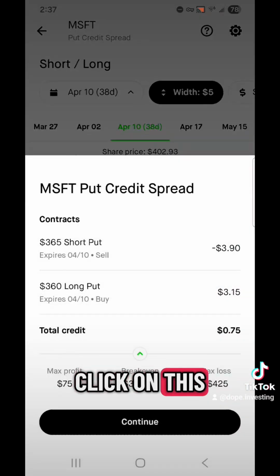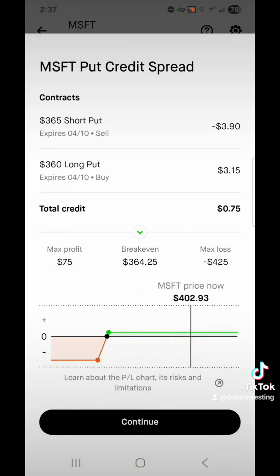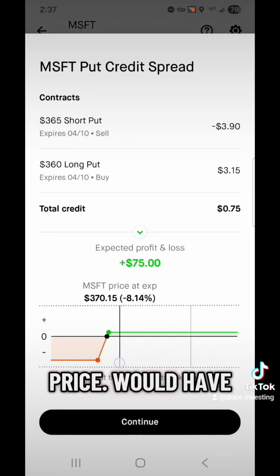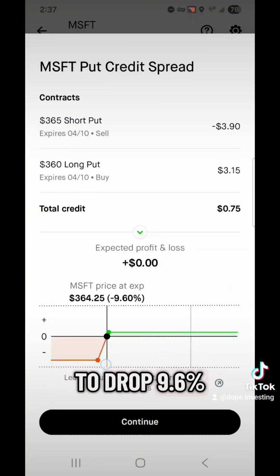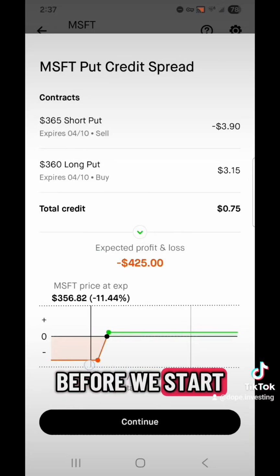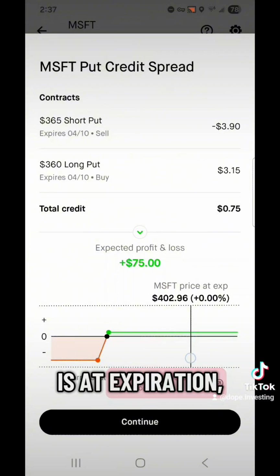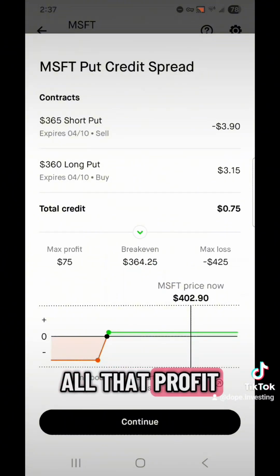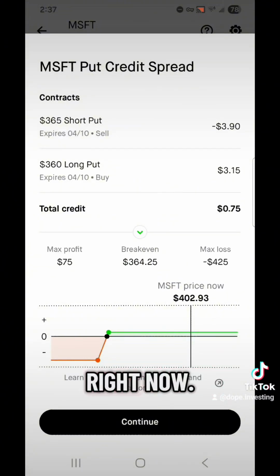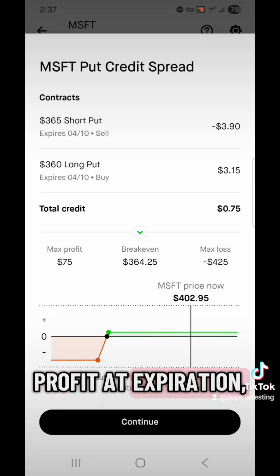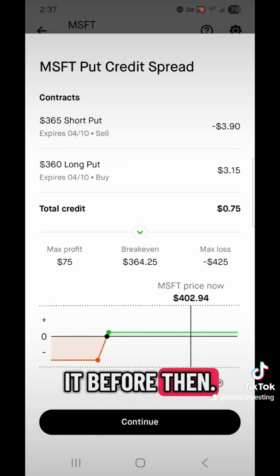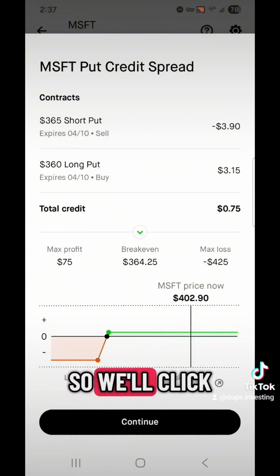And you can click on this little arrow to see the price would have to drop 9.6% before we start losing money. And this chart is at expiration, so we're not going to get all that profit right now. We're going to make that max profit at expiration, but we'll close it before then. So we'll click continue.